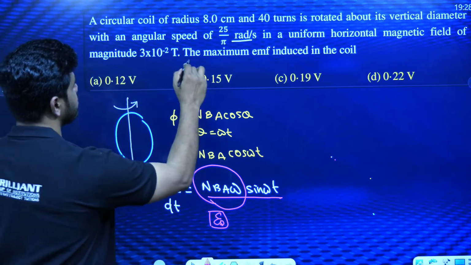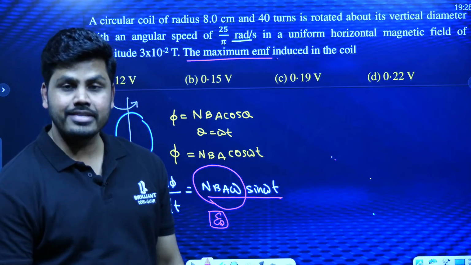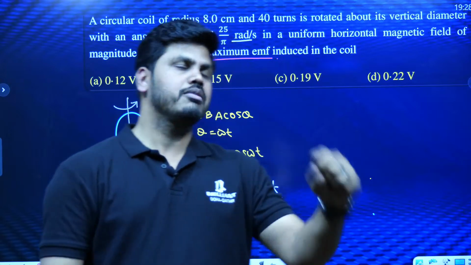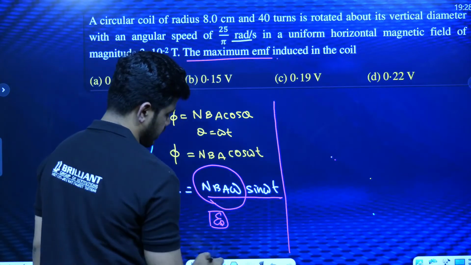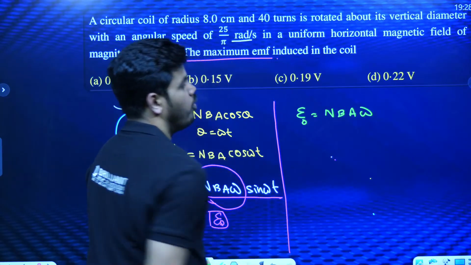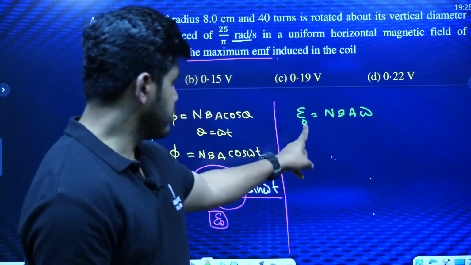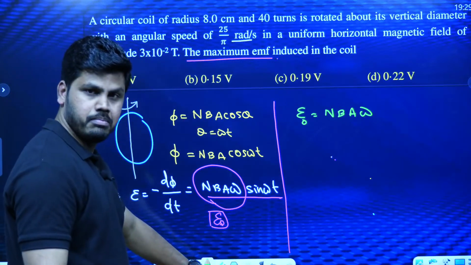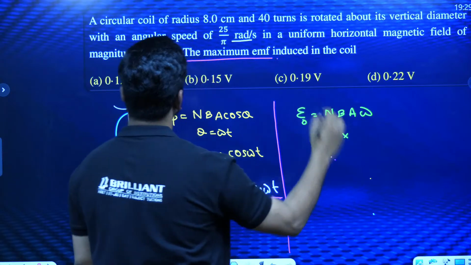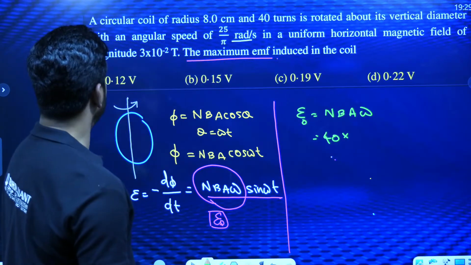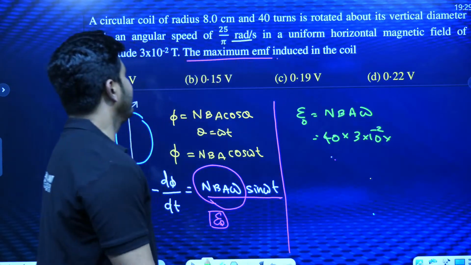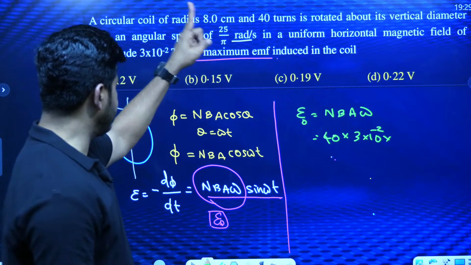And interestingly, in this question, you are asked to calculate only what is the maximum EMF induced in that particular coil. So when a coil is rotated, how much maximum EMF is induced in that? So we have to just calculate what is NBA omega. Done. If you know this equation, straight you can substitute. I was just explaining the backdrop of the story. So N is what? 40. 40 turns into magnetic field B is given. What is the magnetic field? 3 into 10 raised to minus 2. Yes, 3 into 10 raised to minus 2 is given. And it is a circular coil of radius 8 centimeter.